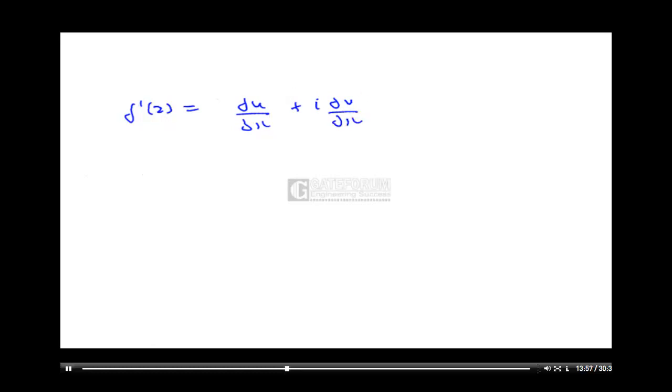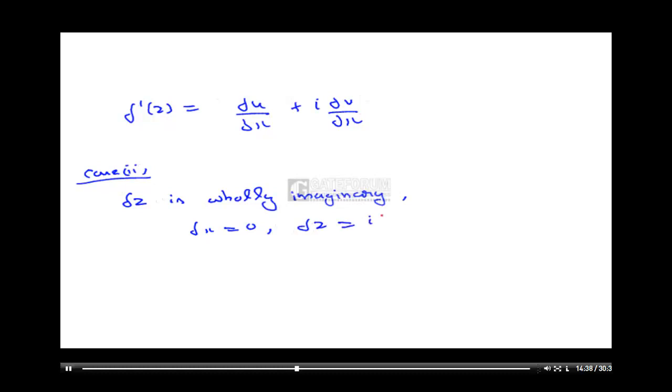Now a similar thing I can write for when delta z is wholly imaginary. That means only y is existing, delta x is equal to 0, but delta y is required. Then what will happen? Case 2, delta z is wholly imaginary. Delta x equal to 0, delta z equals i delta y.